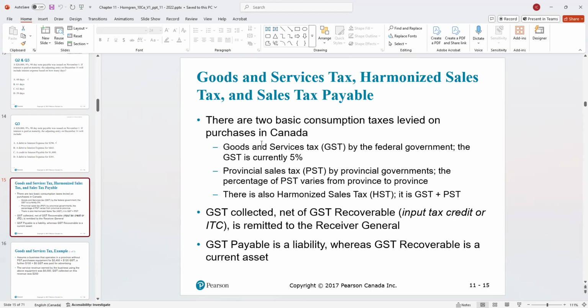Every time we pay the GST, cash is going out, and now we have the right to claim that GST back from the government. And the government is going to give us the money back. So we always have to keep track of how much GST we paid and how much we collect.